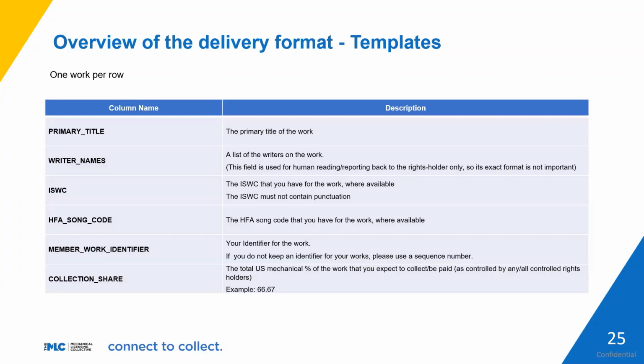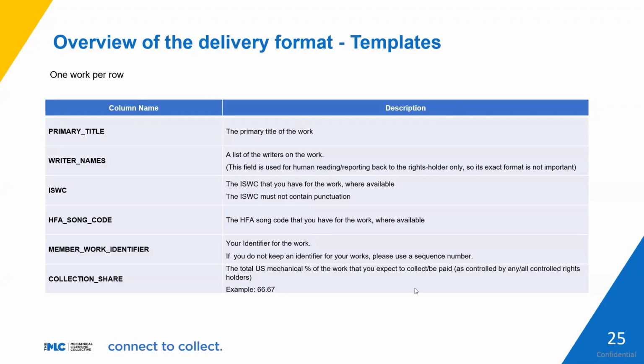Next field is what we've called the member work identifier. It is essentially the way you identify your composition in your system. In the context of a spreadsheet, if you're not using an identifier, we would suggest that when you fill out any of the DQI templates, you just use a sequence number. This will be helpful to you when you go through the report and try to link works where we've identified issues to works that were submitted to us originally.